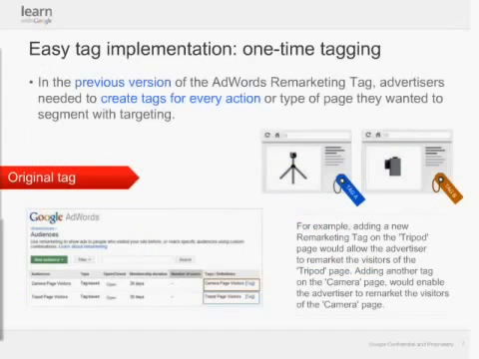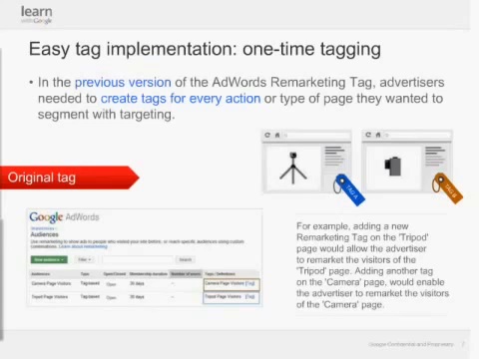In the past, and this is how remarketing traditionally works, advertisers needed to create tags for every action or type of page that they wanted to segment with targeting. For instance, you see here, if I wanted to create one remarketing list or one audience or user list of people who had seen tripods, I would have to put one tag on my tripod page. And if I wanted to differentiate between the tripod users and, say, camera users, I would have to put a different tag on my camera page. What would show up in the AdWords interface is one list per tag. So you can see here that for the camera page, I have a camera page tag, and for the tripod page, I have another tag.